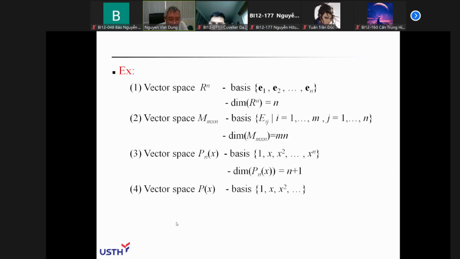And the last example I want to show you is the vector space P(x), that is the space of polynomials of any degree. You can give it degree 1, degree 4, or degree 1,000,000 as you like. Then it will have a basis 1, x, x squared, up to x to the power n for any number n. Then that is an infinite dimensional vector space, and we write the dimension of P(x) equals infinity, like that.